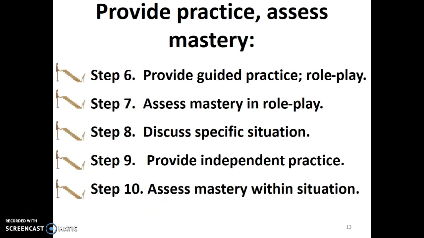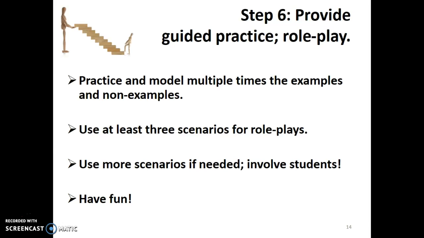The third category is to provide practice and assess mastery. And steps 6, 7, 8, 9, and 10 all fall within this category. For step 6, provide guided practice and role play. Anticipate that you will practice and model multiple times the examples and non-examples that you created earlier. Figure at least 3 scenarios for role plays and use more scenarios if needed. Involve students and have fun.